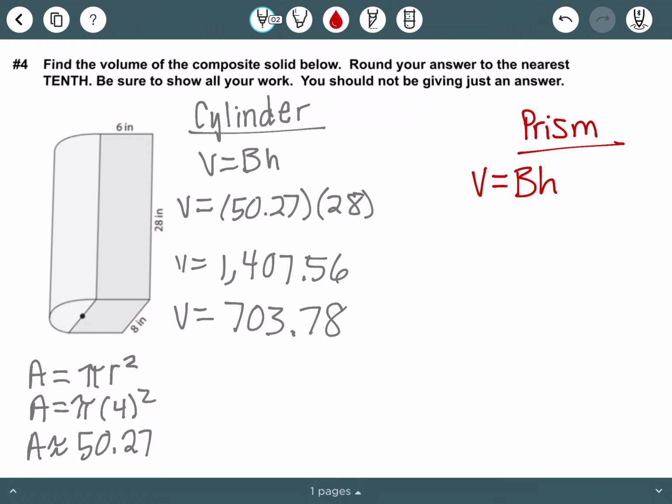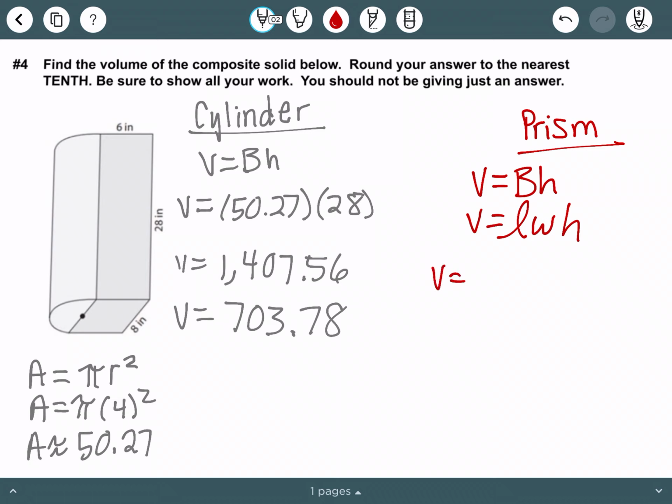Alright, now we can go ahead and move on to our rectangular prism. So for the rectangular prism, I put that our volume is area of the base times the height. So another way of showing this is length times width times height. It's the same thing. So let's go ahead and do it that way, length times width times height.